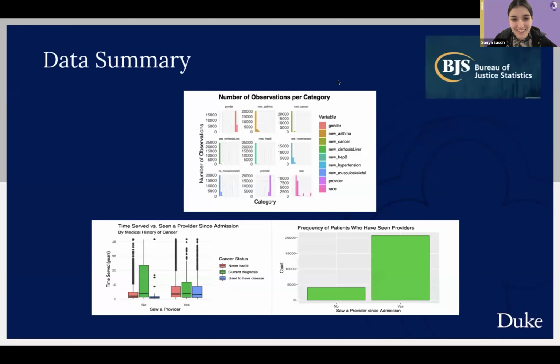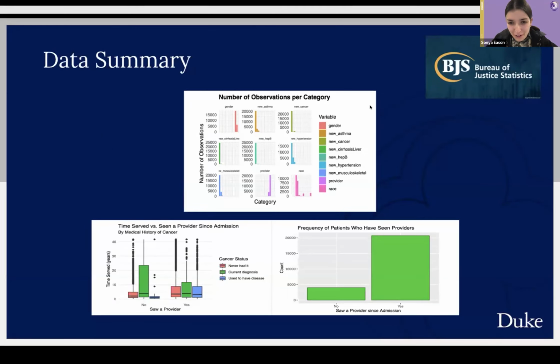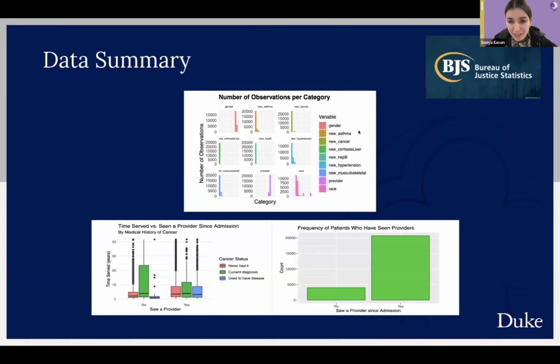To give some background on the data, I was working with data from the Bureau of Justice Statistics, a survey of prison inmates with over 20,000 observations. I was specifically looking at medical history data. Here are a few variables I highlighted. I made these variables by combining the past medical history information available with current status. So for each of these variables, there are 3 possible categories: either someone never had the disease, they currently have the disease, or they used to have the disease.